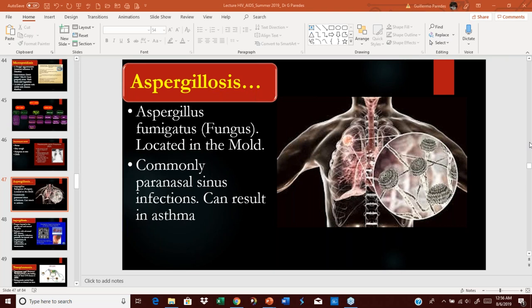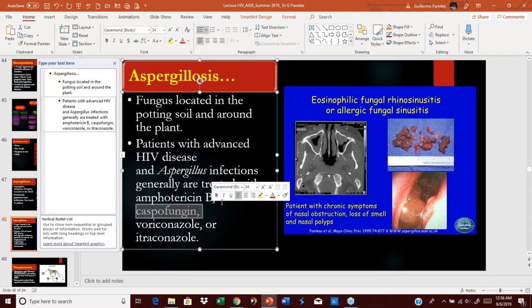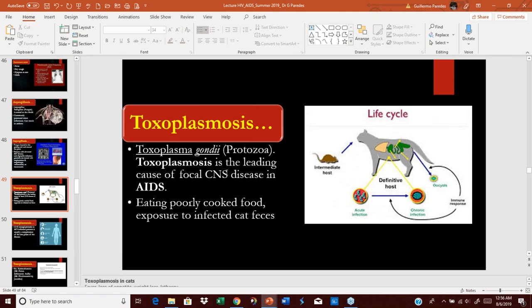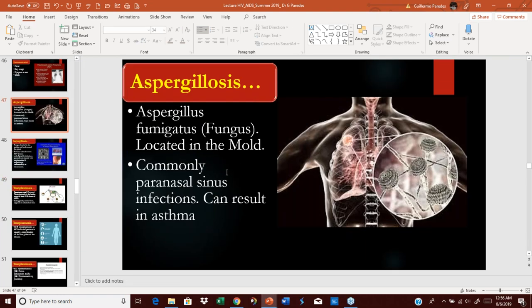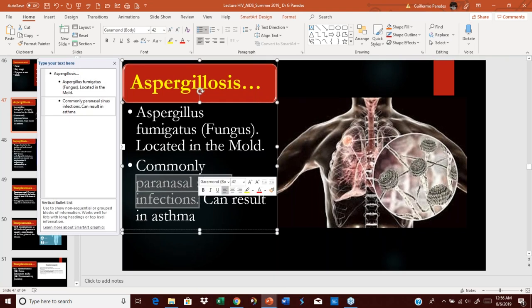With aspergillosis, what you need to remember is to prevent exposure to potting soil, the pots with plants, which is where aspergillosis can be present. One of the drugs that you are going to use is caspofungin. What can happen with aspergillosis is sinusitis, very important, paranasal infections, and they can present as crises of asthma.